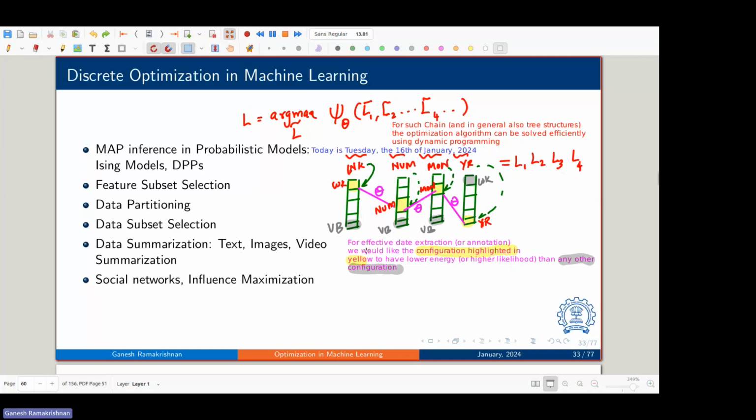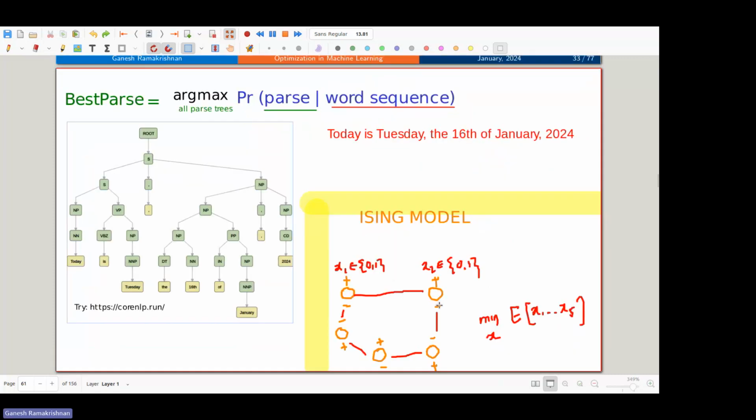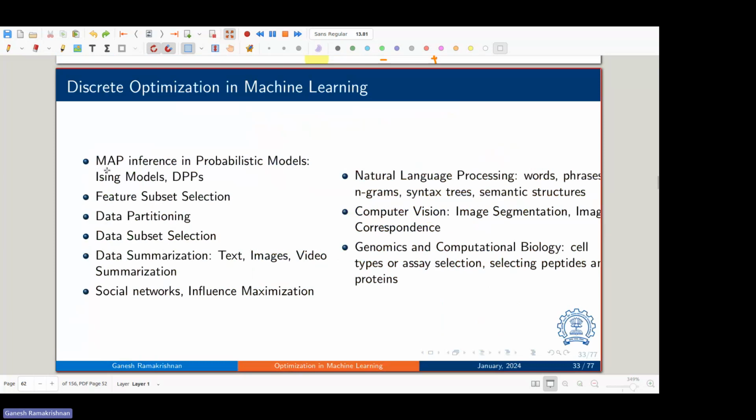So for effective date extraction or annotation, you would like the configuration highlighted in yellow to have lower energy or higher likelihood than any other configuration. So of course, I have to learn so that the model predicts this low energy or high likelihood configuration. Most discrete optimization problems have some element of continuous optimization. We saw that already with clustering. But still, the inference problem is a pure discrete optimization. Right? So I'll take some of the examples in the next class.